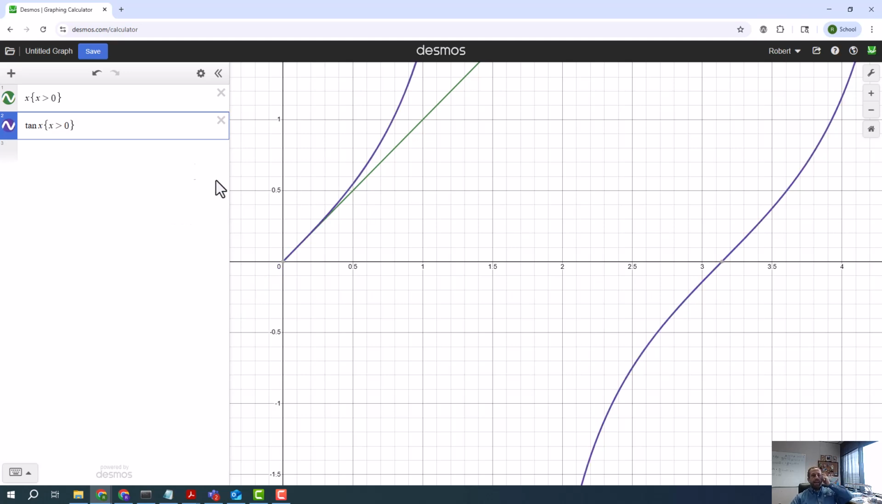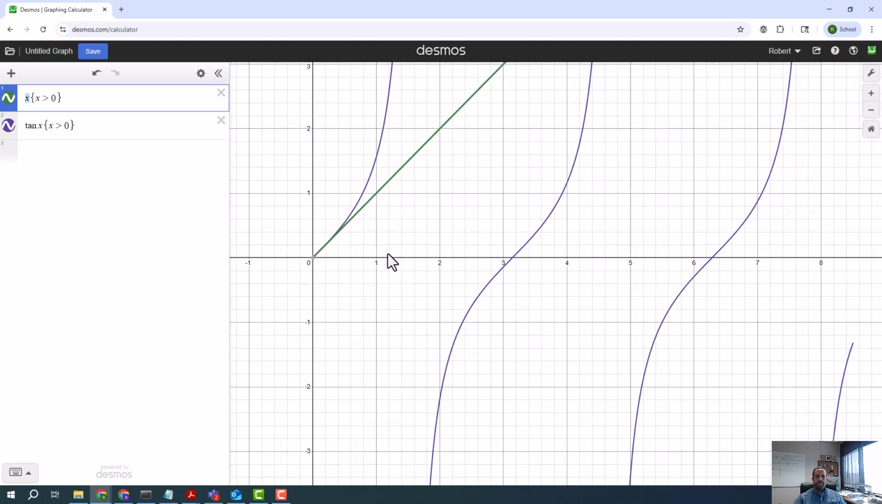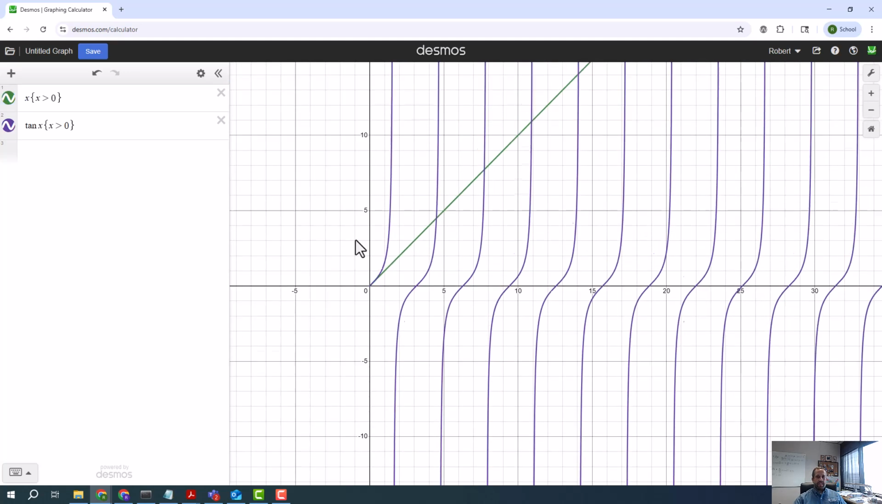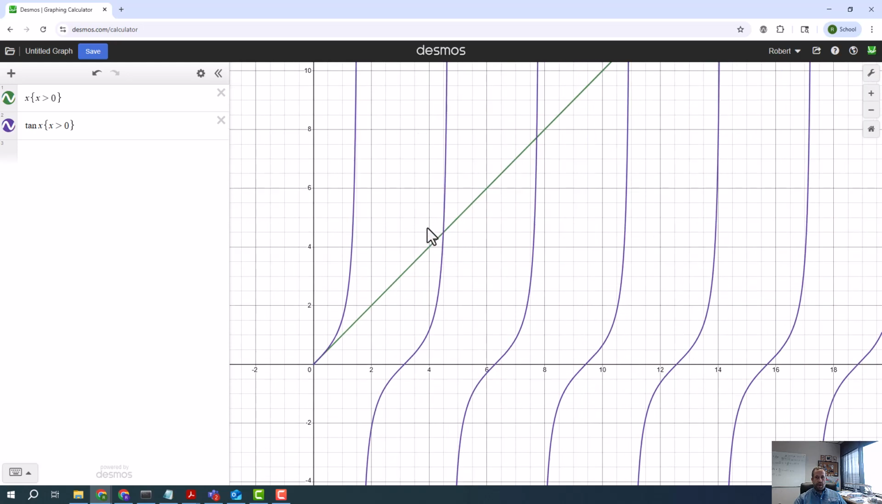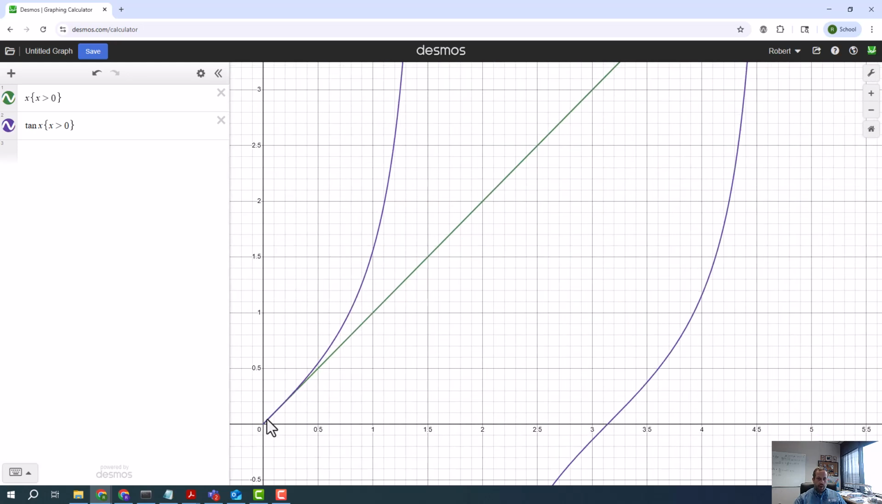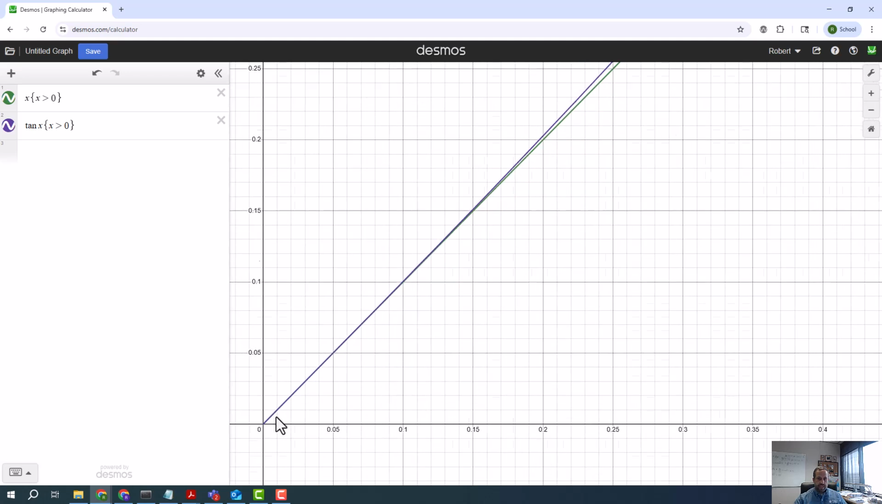Where these two curves intersect, that's going to give me an eigenvalue, or the square root of an eigenvalue. So again, x is kind of the stand-in for the square root of lambda. We want to think about this as tangent of the square root of lambda is equal to the square root of lambda. And so x then is equal to the square root of the eigenvalues. Down around here is where the first intersection is going to happen.